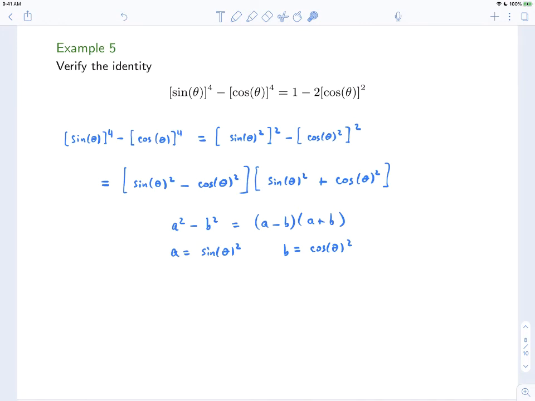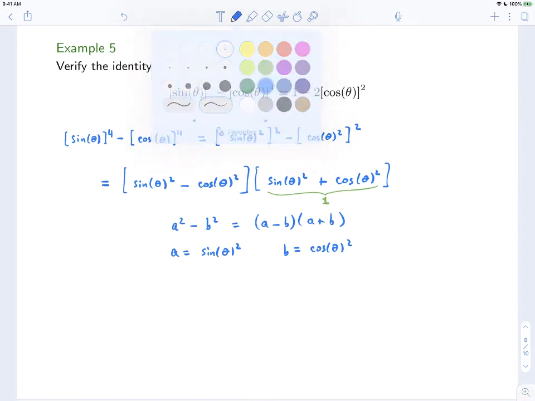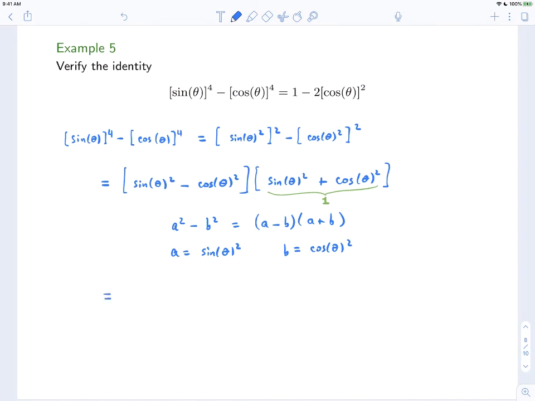Okay, so what good does that do for us? Well, here we have a sine squared plus cosine squared, and by the Pythagorean identity, this is equal to 1. So this quantity right here, that's equal to 1 by the Pythagorean identity. So that tells us that our expression is equal to sine of theta squared minus cosine theta squared times 1, which of course is just sine of theta squared minus cosine theta squared.